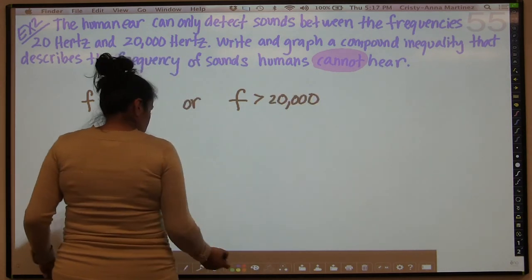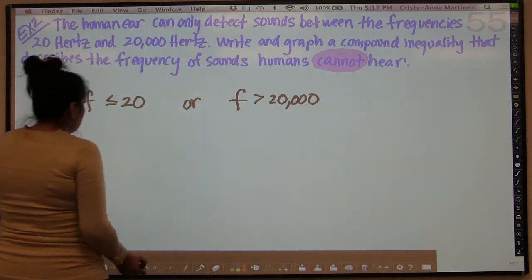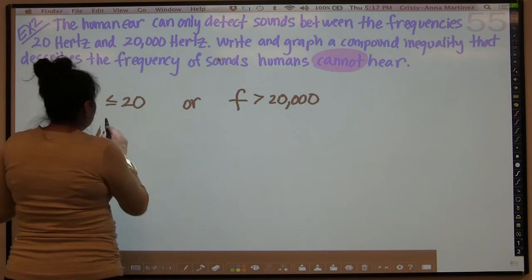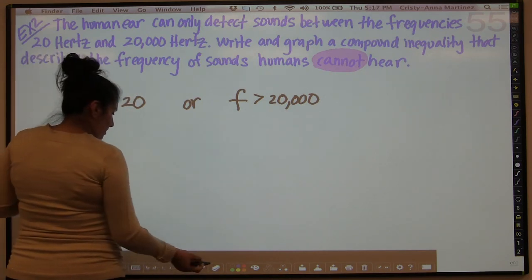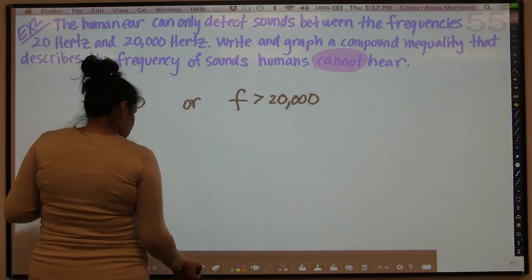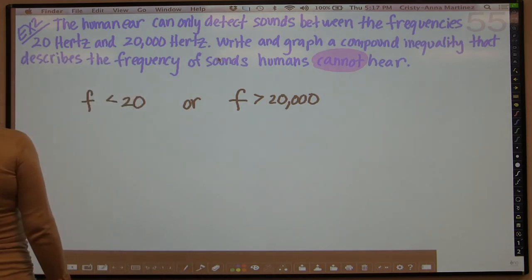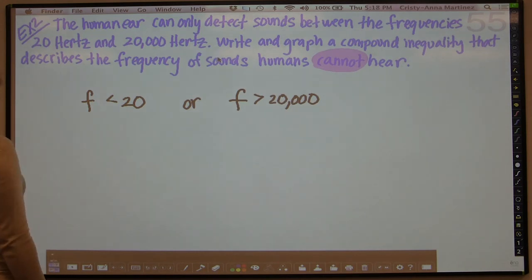And we shouldn't put the equal to because you can hear 20 because it says you can hear 20, but you can't hear less than 20. So you just want to put F less than 20. So that's basically our compound inequality. F is less than 20 or F is greater than 20,000. And then it says it wants us to graph the solution.